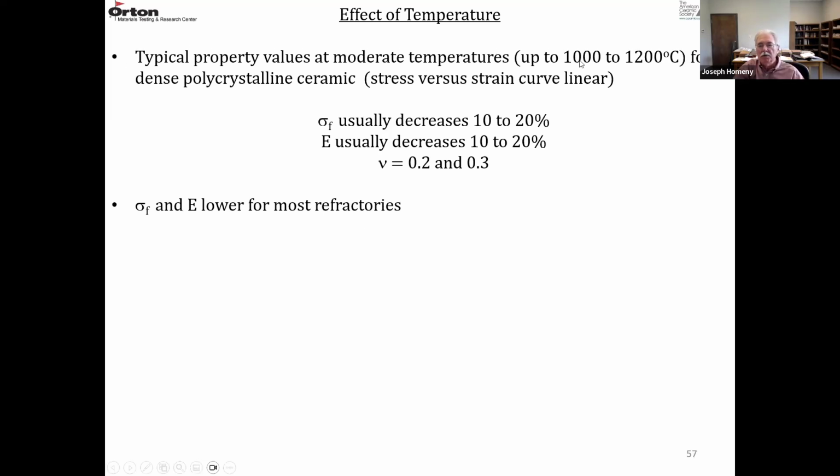So if we increase the temperature, maybe to 1,000, 1,200 degrees C, and again, for dense polycrystalline ceramic, the stress strain curves are still going to be linear, but the values of strength are going to decrease maybe 10 to 20%. The Young's modulus is going to decrease 10 to 20%, and Poisson's ratio is going to remain the same. So sigma F and E compared to a polycrystalline ceramic for a refractory is going to be even lower, but they're going to follow the same trends where they decrease 10 to 20%.